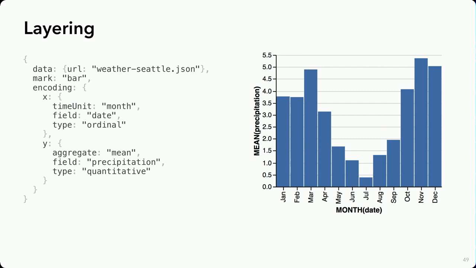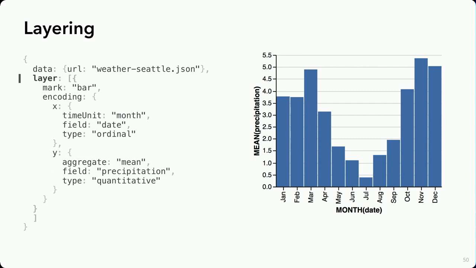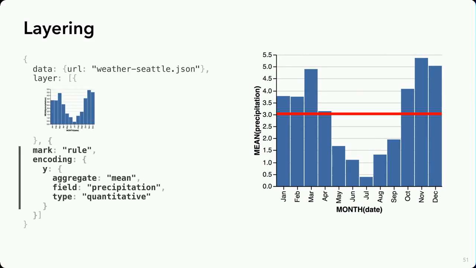So with the layering operator, we can plot multiple views on top of each other. And this can be useful, for example, to annotate a chart. To use it, we first nest the specification under the layer keyword. And then we can add another view, or a second specification, to this list of views. And now the layer can show the mean precipitation with a rule mark. And note that in this case here, we only specified the Y location of this rule mark, so that we get an overall average for the whole year, not broken down by month.